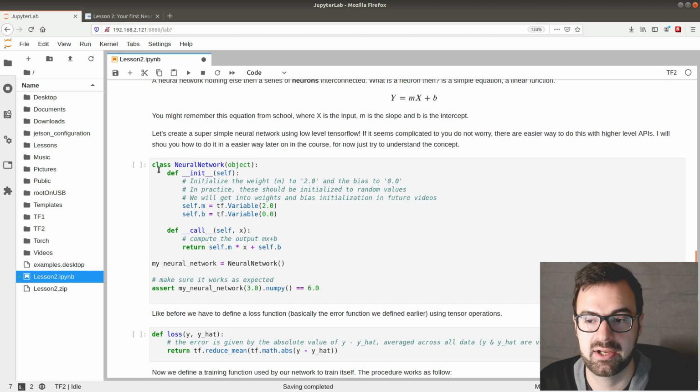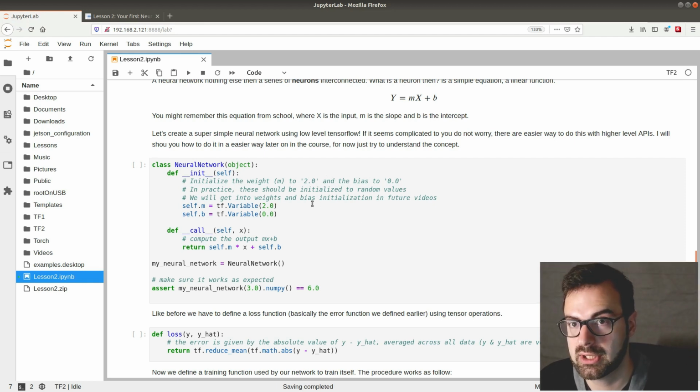So let's start by defining our class. In the constructor, we will define two variables, m and b, like in the equation. We have to use TensorFlow data types, because since we use TensorFlow, we will stick with all TensorFlow functionality. And we initialize the weight, or m, to 2.0 and the bias to 0. In practice, this should be with random values.